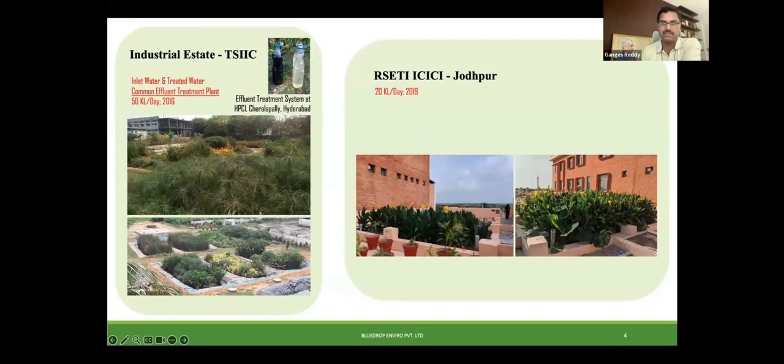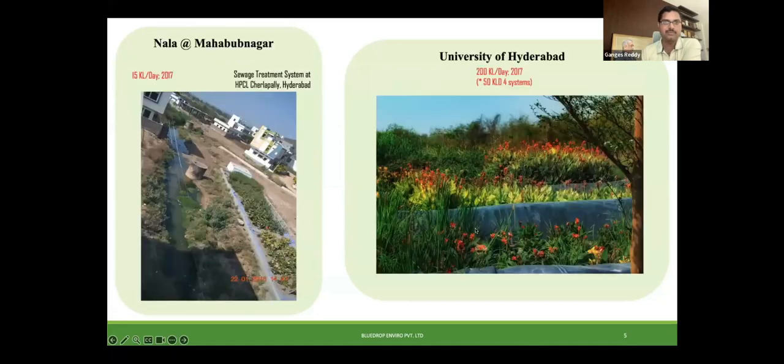And this is another training facility in Jodhpur, Rural Self-Employment Training Institute, where all this is a green campus. It's a platinum rated building. They wanted to have a nature-based solution only to match their philosophy. So this is quietly working right next to their working space, 20 KLD.